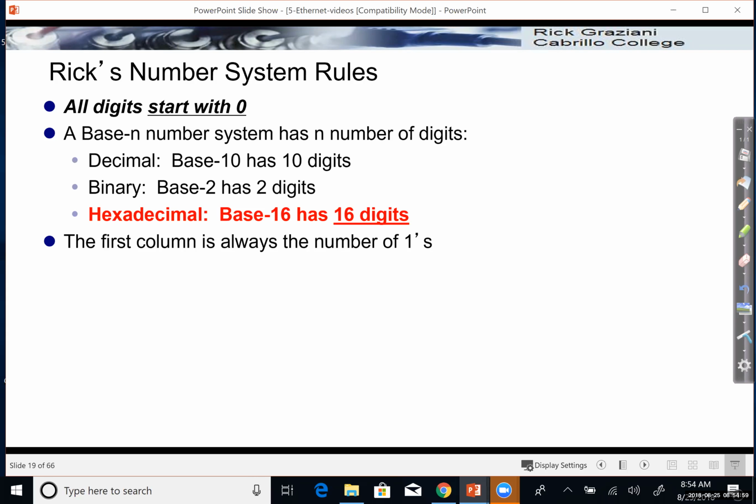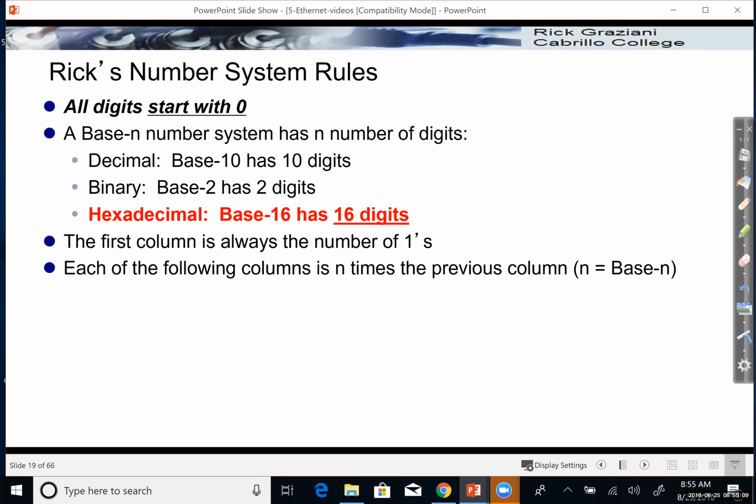All right, the first column, the rightmost column, the least significant column, always starts with the number of ones. Okay, we'll see that in a moment. And then each column to the left is the previous column times the base number. Let me show you what I mean here.